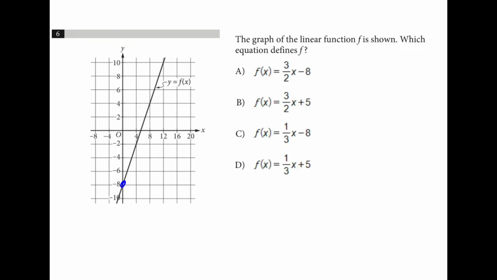I'll start with an intercept of -8, that rules out B and D. And pay close attention to the scale here because the slope involves going up 6 and right 4. So rise over run is 6 over 4 or 3 over 2.